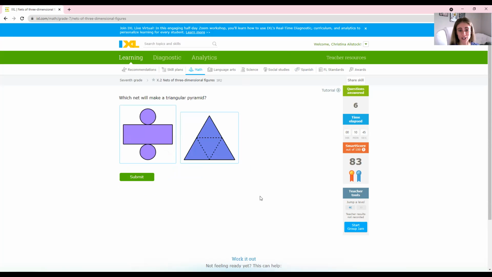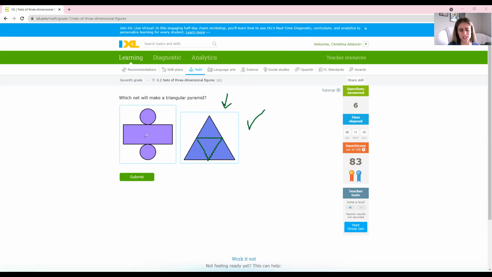This will be our final question. So which net would make a triangular pyramid? Well, triangular means triangles, and then pyramid is the 3D version of a triangle. That would be this one, because it's triangular, because our base is a triangle, and then our other 3 sides are triangles, which would form on up to be a pyramid.